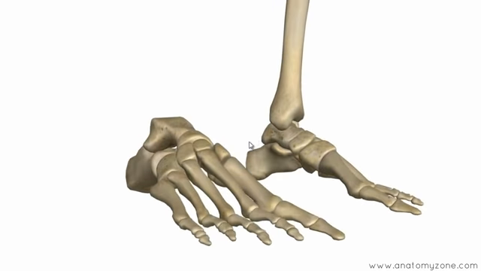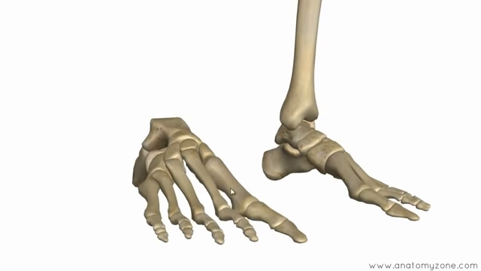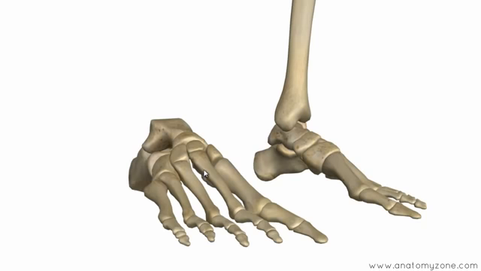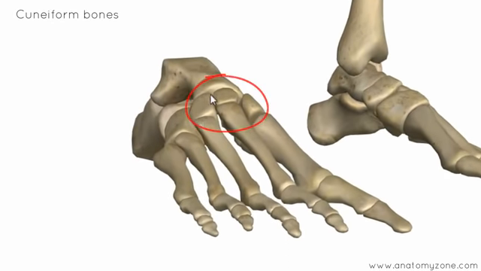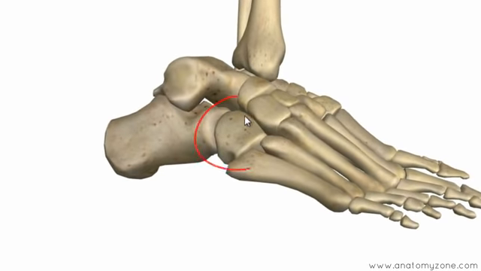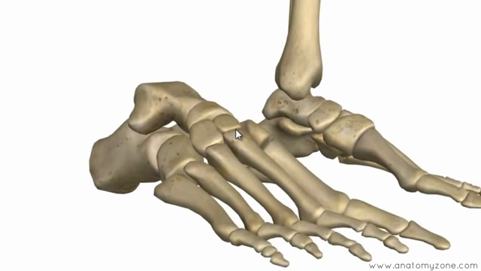The distal row, you've got 4 bones. The distal row are the bones of the foot which articulate with the metatarsals. So you've got the cuneiform bones, which are these 3 bones here. You've got a medial, an intermediate and a lateral cuneiform bone which articulate with the 1st to 3rd metatarsals. And then you've got this bone here, the cuboid bone, sitting laterally, and this articulates with the lateral 2 metatarsals.